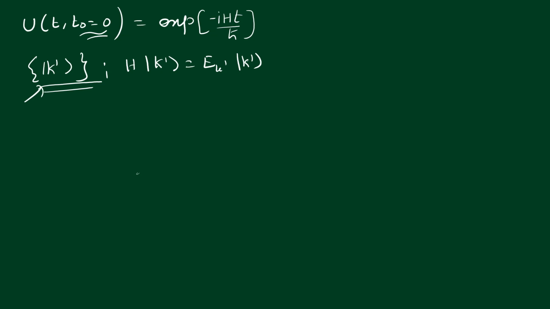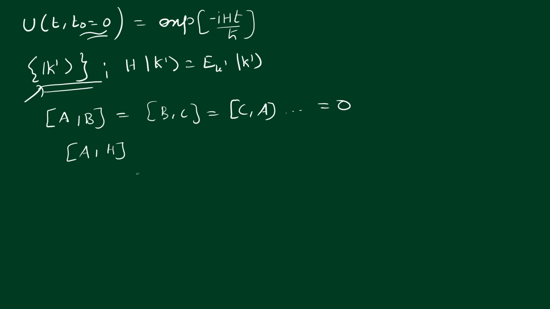Now, how do we construct such a basis? In order to construct such a basis, we have to find a complete set of mutually commuting observables which also commute with the Hamiltonian. So we have to find a complete set of observables which satisfy these relations: the commutator of A and B has to be equal to 0, or the commutators of A and B, B and C, C and A, etc. All these have to be equal to 0. Then we say that these are mutually compatible. In addition, we need each of these to commute with the Hamiltonian also.